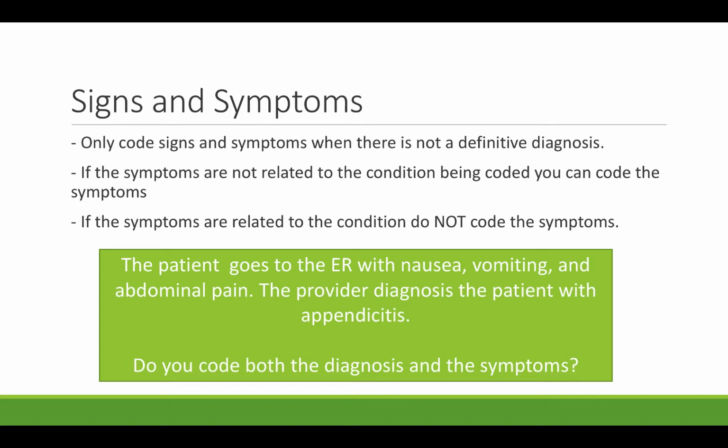Signs and symptoms. This is very important to remember. When a patient comes in with a sign or a symptom, such as abdominal pain, the doctor does his evaluation and diagnoses the patient with appendicitis. You will not code the abdominal pain because it did result in a final diagnosis. The appendicitis was causing the abdominal pain. If the symptoms are not related to the condition being coded, you can code the symptoms, but symptom codes, which start with R, are never coded as the first diagnosis code.